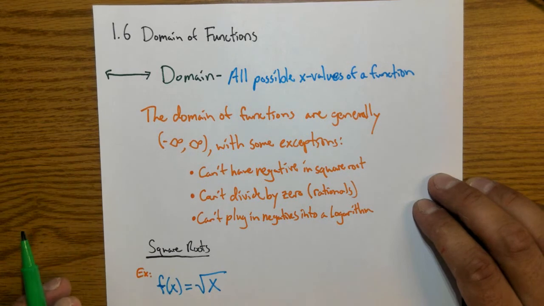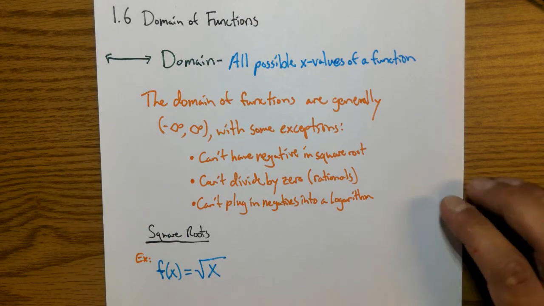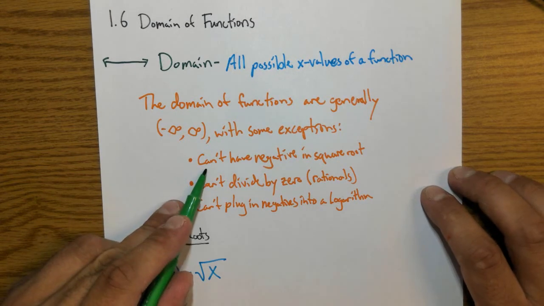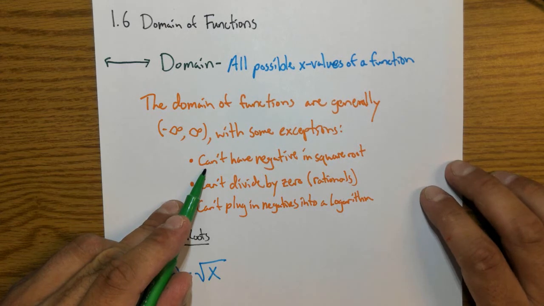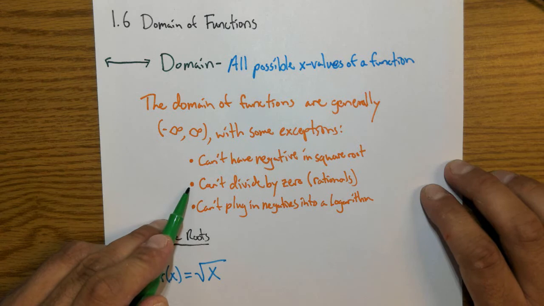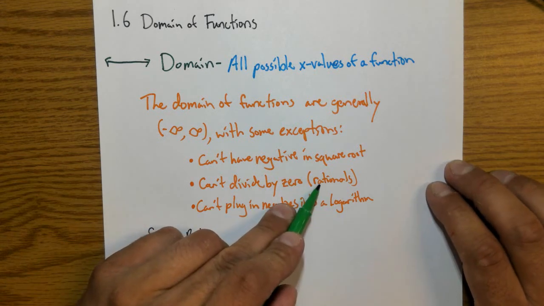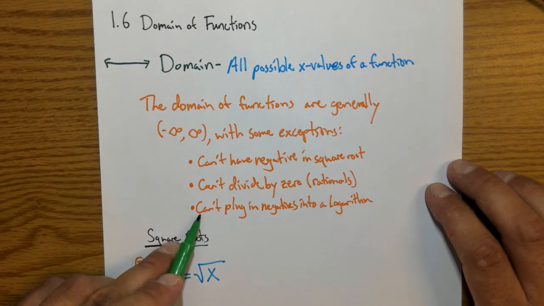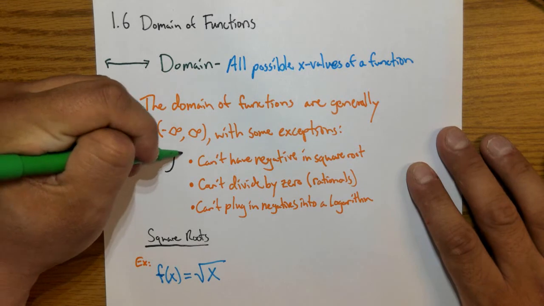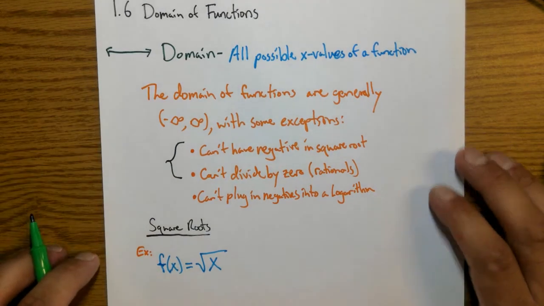with some exceptions. And I just listed three. There are some more, but some of the bigger ones. We can't have a negative in the square root. Remember, we can't have a negative under a square root. That goes into imaginary numbers. And then we can't divide by 0. That comes into play in rationals, which we'll talk about in a second. Also, can't plug in negatives into a logarithm. That's just kind of a thing. But we're going to focus mostly on, well, actually, we're just going to focus all on these two today.